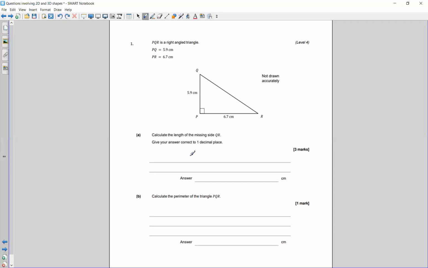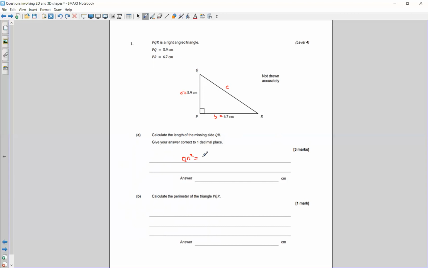Okay, so I'm hoping you had a good go at this one as well. What you have here in part A is to calculate the length of the missing side QR. So if it is a right angle triangle again, and this is your hypotenuse, so this is actually your C. Okay, we can take this as A, and we can take this as B. And therefore, you would have got C squared equals B squared plus, so here you would have got QR squared equals 5.9 squared plus 6.7 squared.